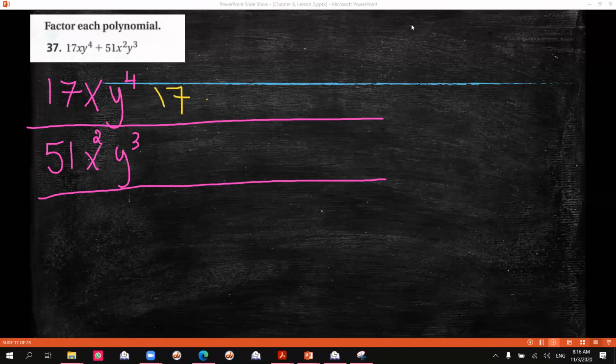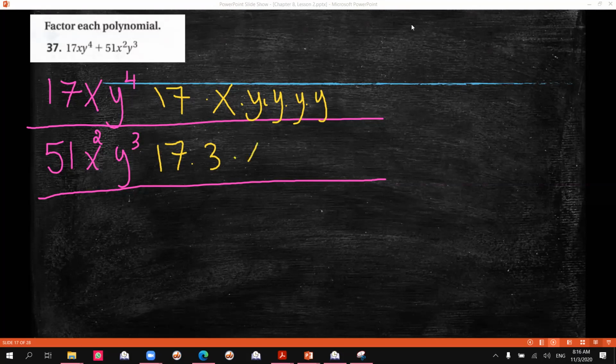Then, how many x do we have? 1. And how many y? 4. Look at 51 now. Give me a combination of prime numbers that, if I multiply them, I get 51. 17 times 3. Then, x squared. So how many x do we have? 2. And how many y? 3 y's. Is it right? Yes.